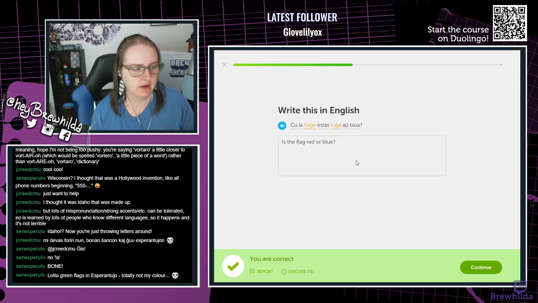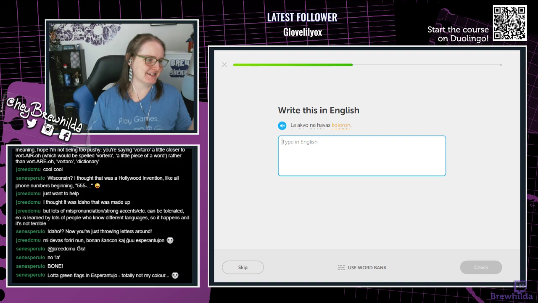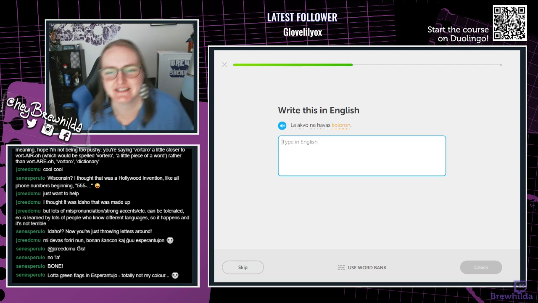Not my color either, hence the overlay is pink. It was gonna be green, and I was like, let's go full Esperanto, and then I was like, nah, this looks dumb. I love it, but it does not make for good overlays.